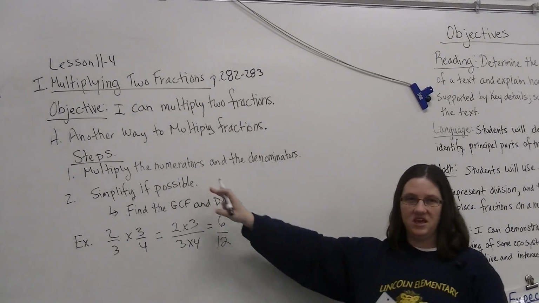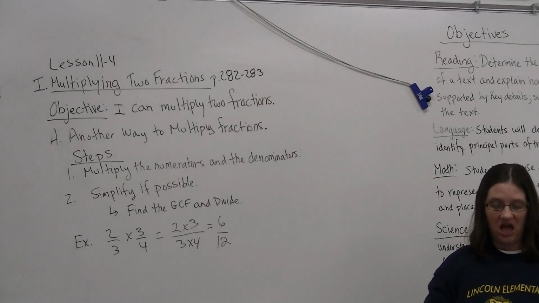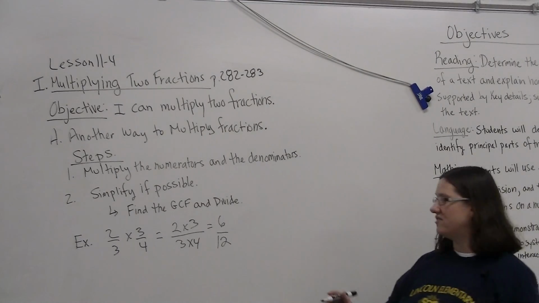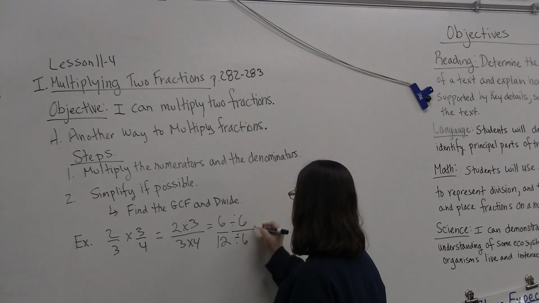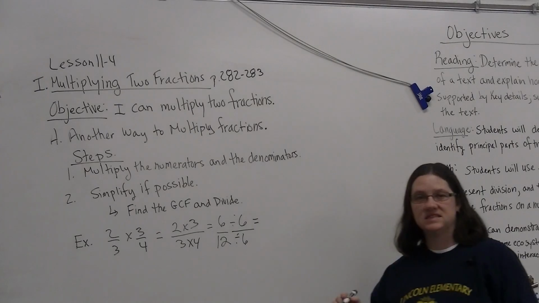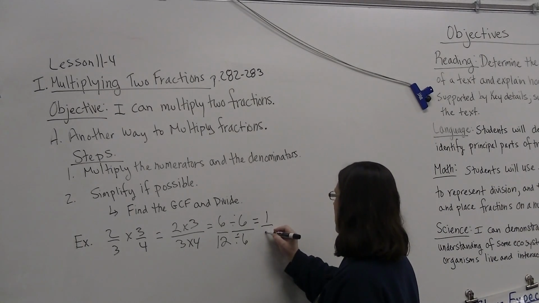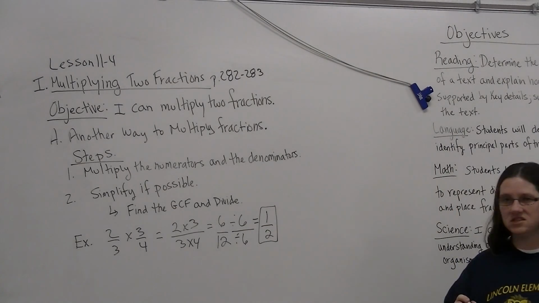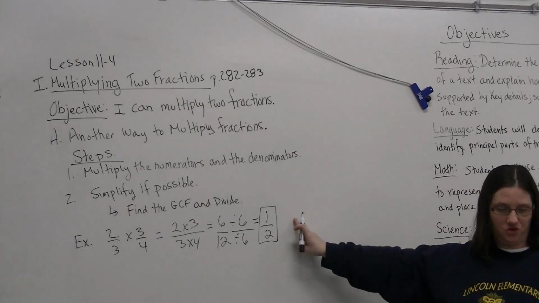Our next step is to simplify. 6 and 12. Do they have a common factor, or can we find a greatest common factor? And that is yes. Greatest common factor is 6. So we're going to take the top and the bottom and divide them both by 6. 6 divided by 6 is 1, and 12 divided by 6 is 2. So our first product, our answer for 2/3 times 3/4 is equal to 1/2.